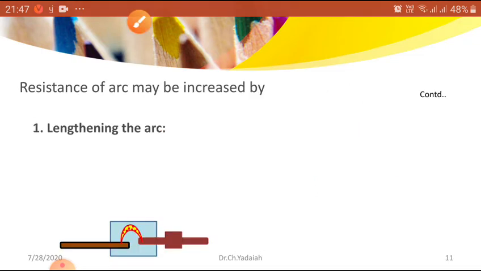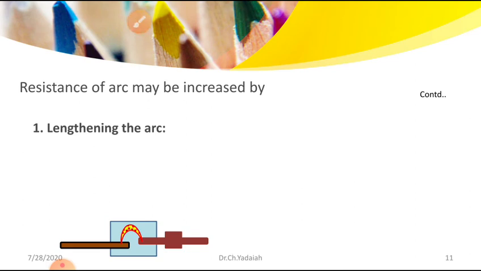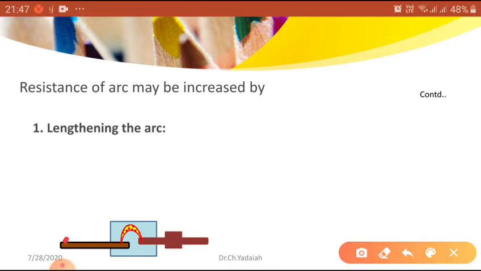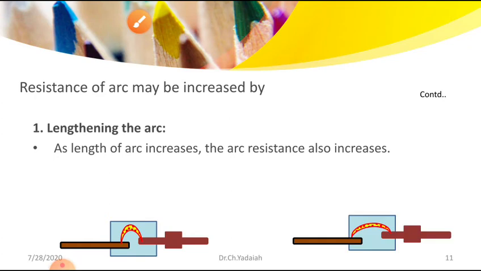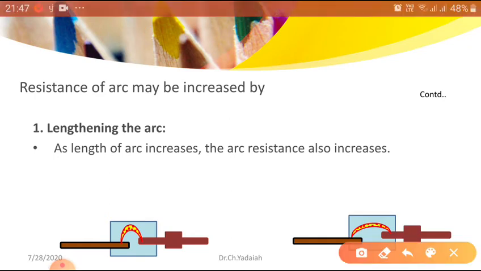Now you can see, the resistance of the arc may be increased by lengthening the arc. What you have seen already: here is this one fixed rod, this is a moving rod, and this is the chamber in which, once it is separated, an arc is present. As the length of the arc increases, in the next figure you can see, instead of this small arc, now the length of the arc is increased. As the length of the arc increases, the arc resistance also increases.